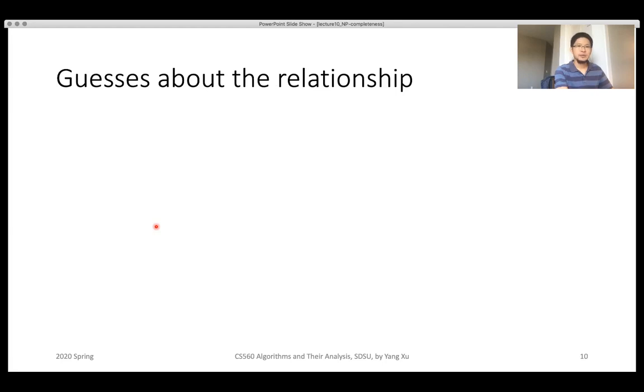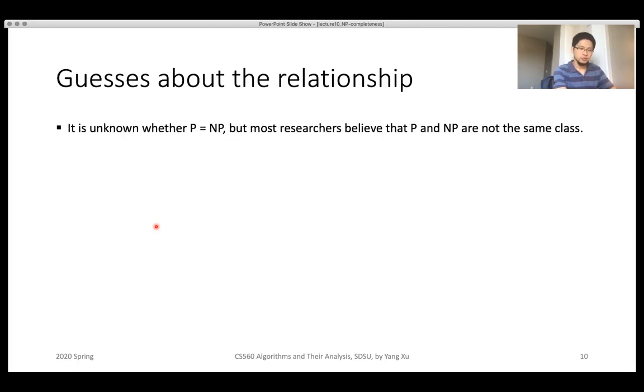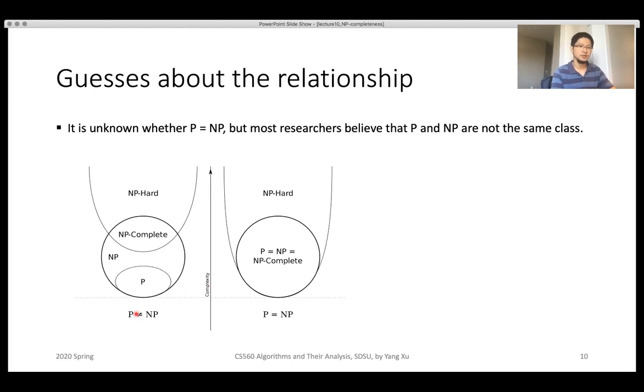So next, let's talk about the current guesses about the relationship between these classes of problems. It is unknown whether P equals NP. That means whether any NP problem is also a P problem. But most scientists believe that they are not the same class. So people believe that P does not equal NP. So there should be some space for the NP-complete problems. And in the diagram here we have a new term, the NP-hard problems, which are outside the region of NP. You can generally think of them as even harder problems than the NP-complete problems. So most people believe that P not equal to NP is more likely.